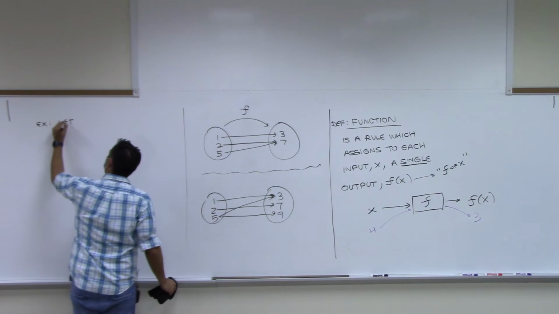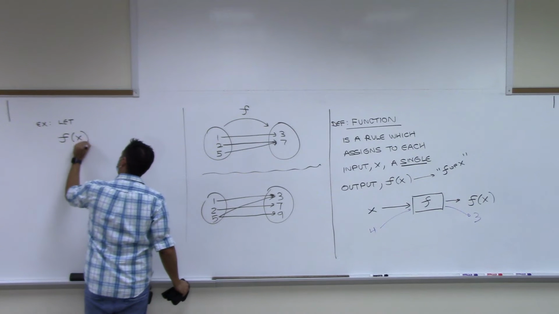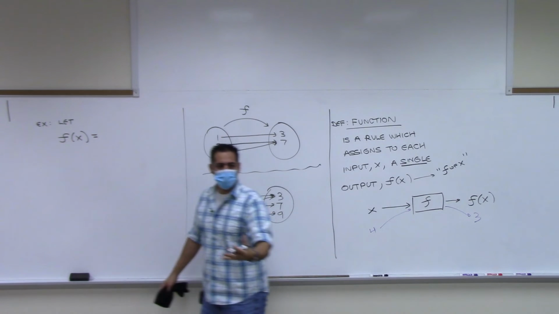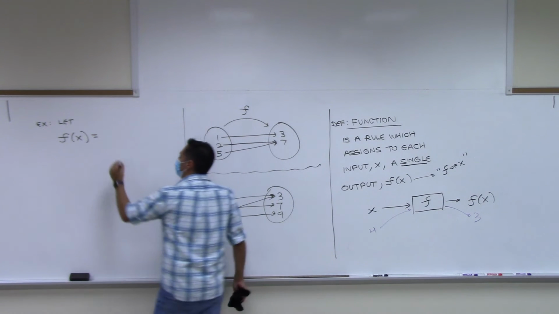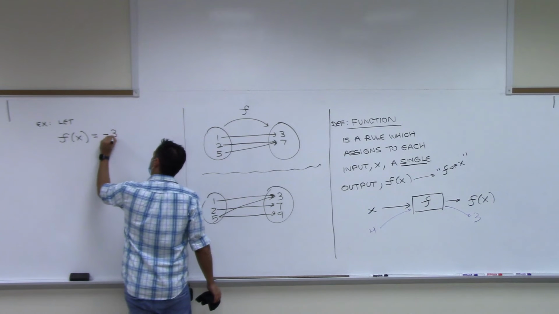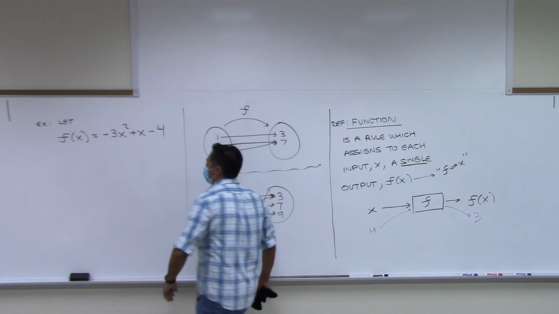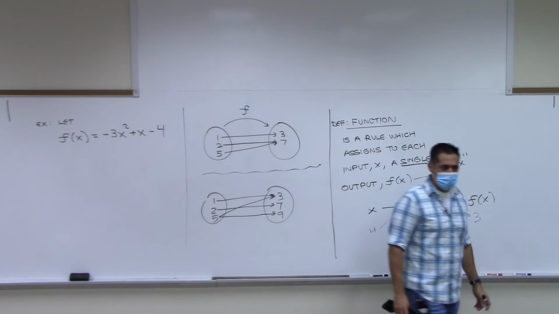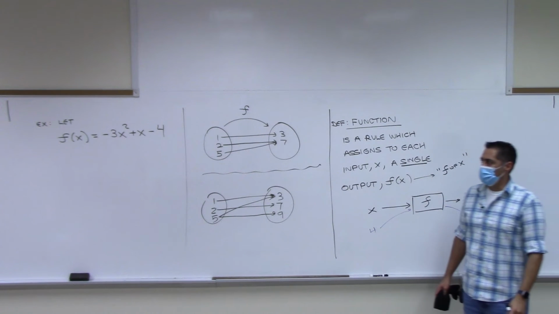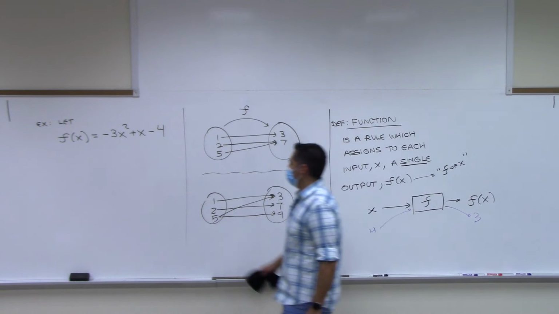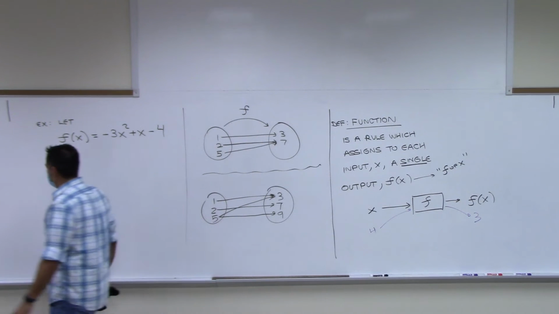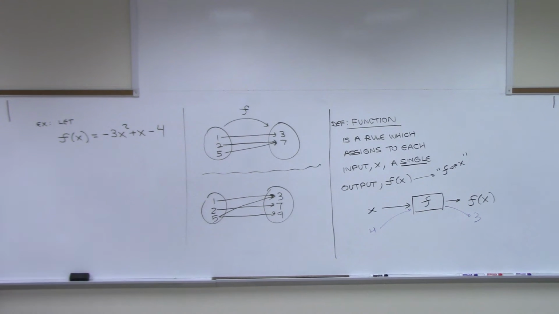Let f of x, okay? I'm going to define this function for you. It's going to be negative 3x squared plus x minus 4. Now we're going to study that later on this semester. That's actually called a quadratic function, but let's just deal with this one step at a time here.